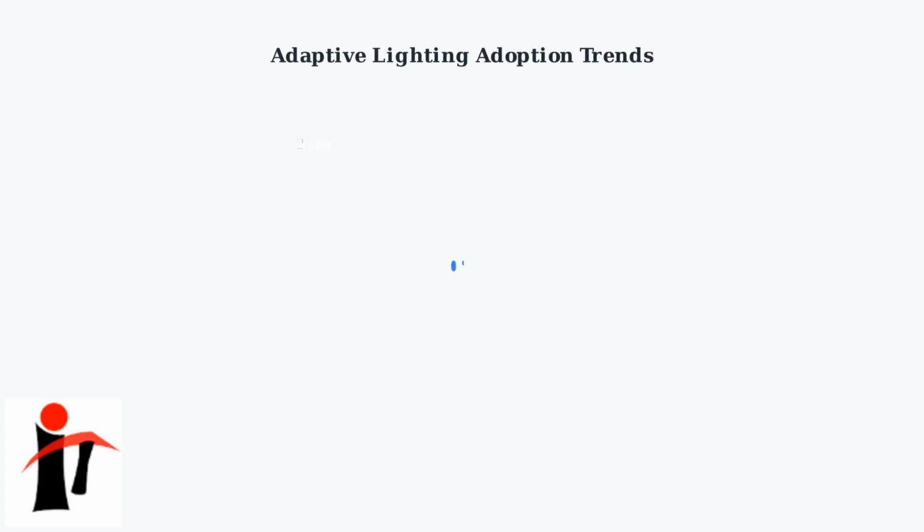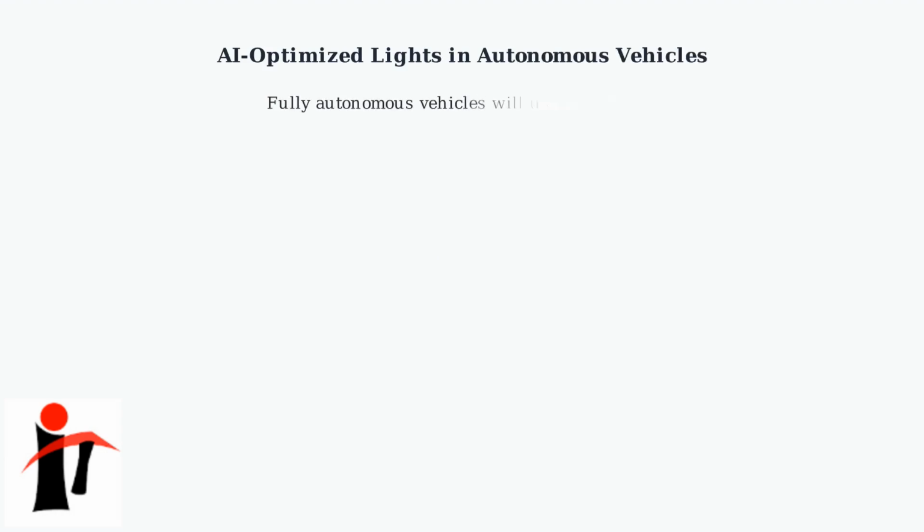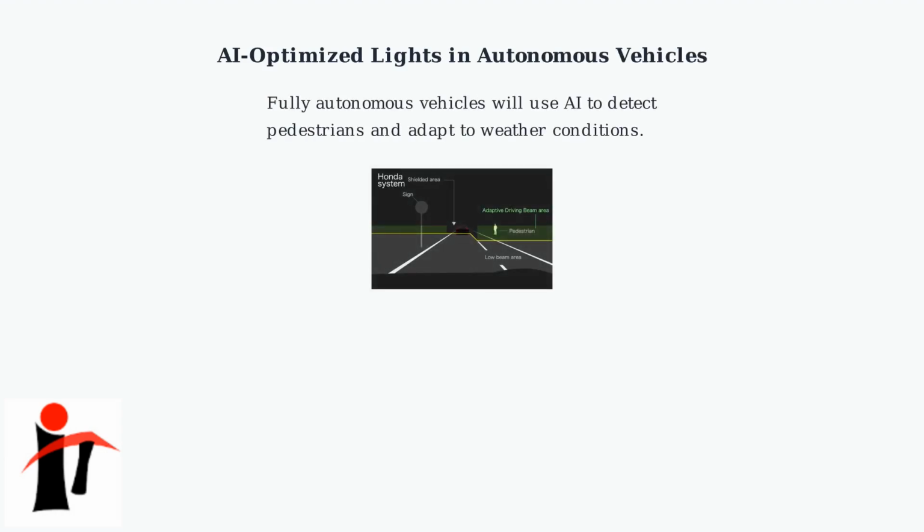The trend towards adaptive lighting is accelerating across the automotive industry. Expect fully autonomous vehicles to use AI-optimized lights for pedestrian detection and weather adaptation, such as piercing fog or adjusting for rain.